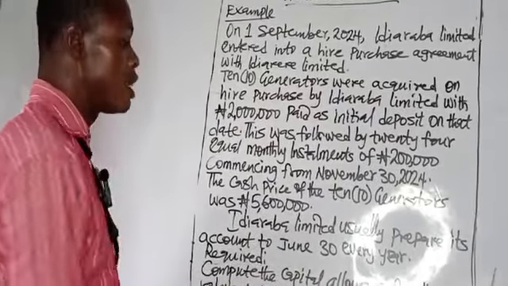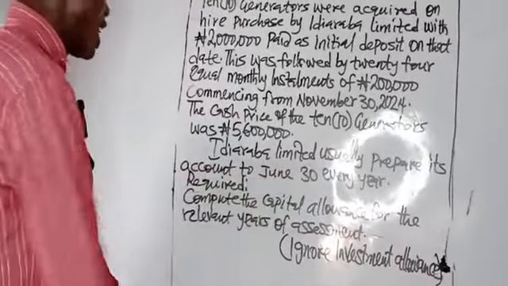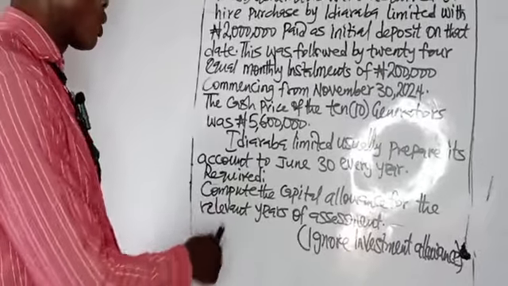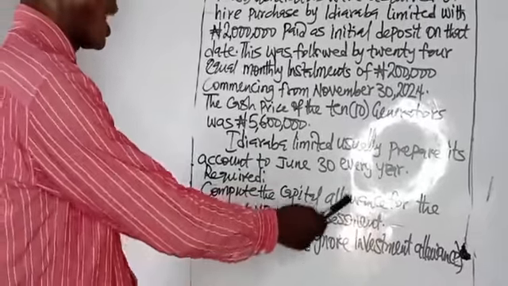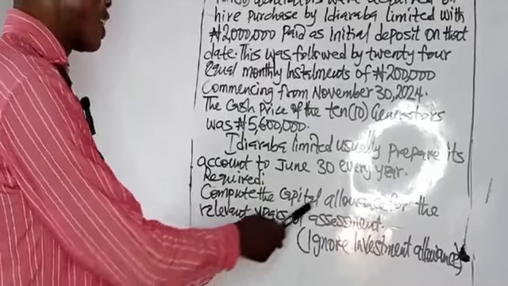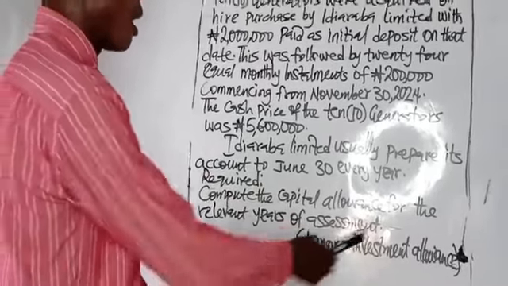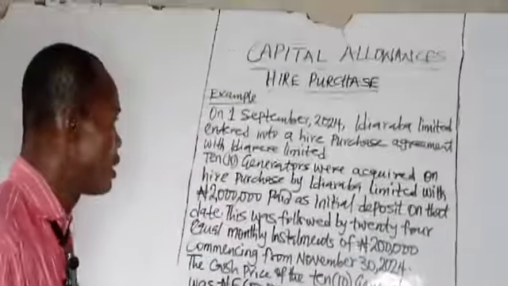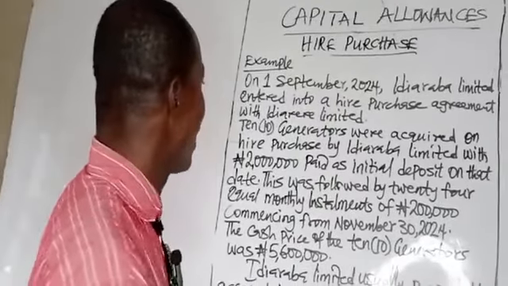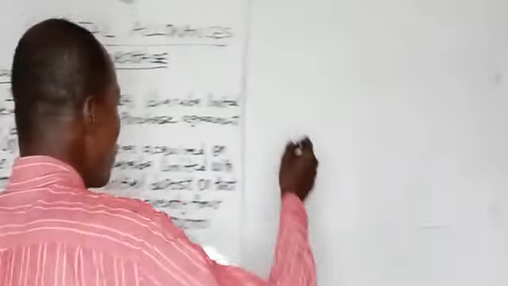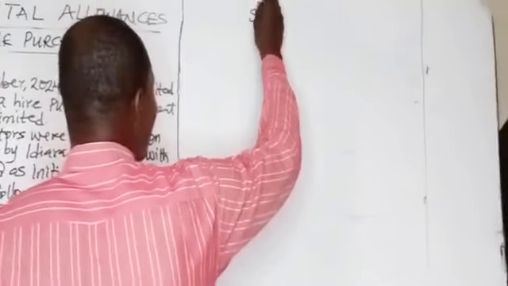Idiaraba Limited usually prepares its accounts to June 30 every year. Required: compute the capital allowance for relevant years of assessment. Ignore investment allowance. This question is obtained from an ICAN study test. Now let's have the solution. Solution.